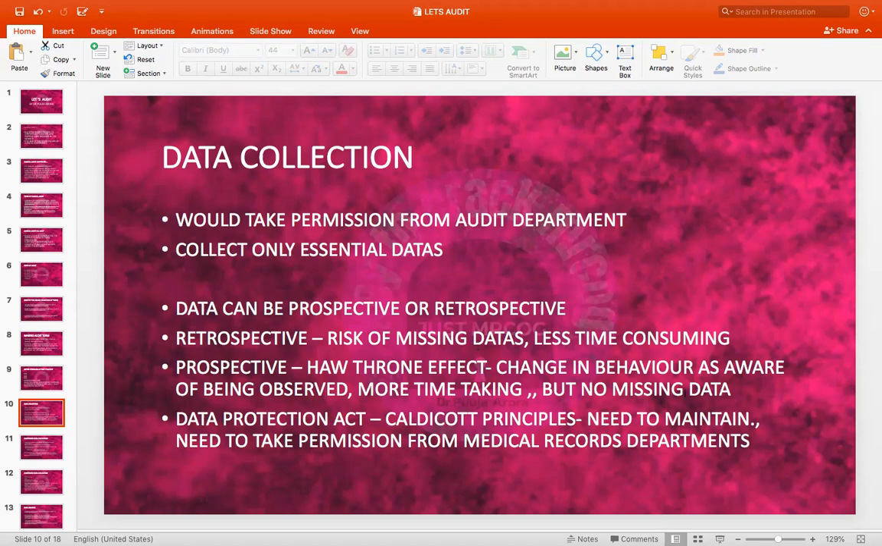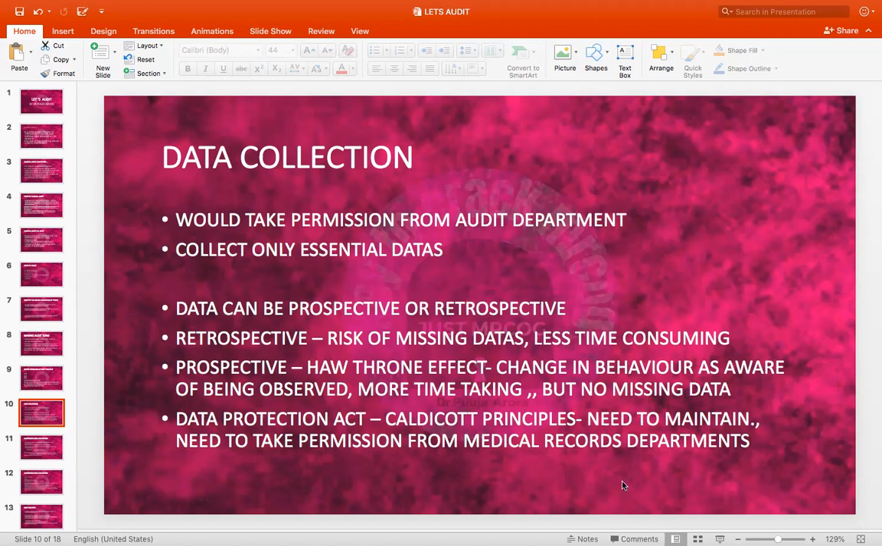But the advantage is that it is less time consuming, because you just have to sit and take the data of 6 months, and you can perform this audit very fast because you have all the data with you. You just have to give time to make a proper analysis of it.